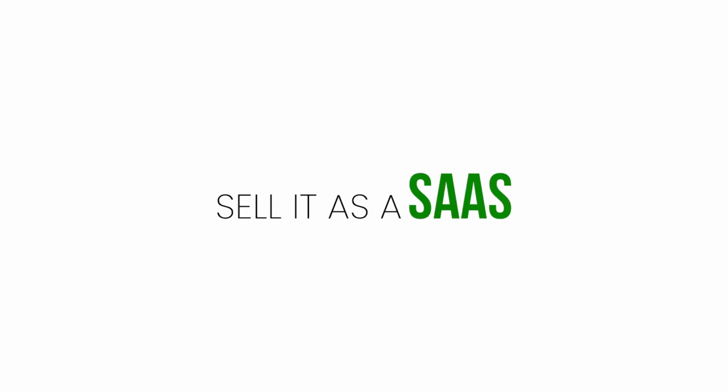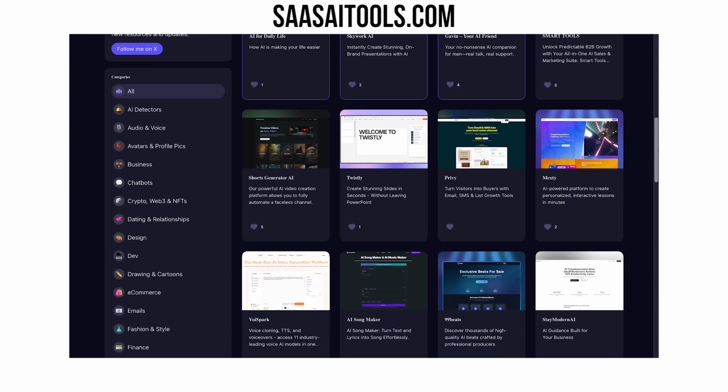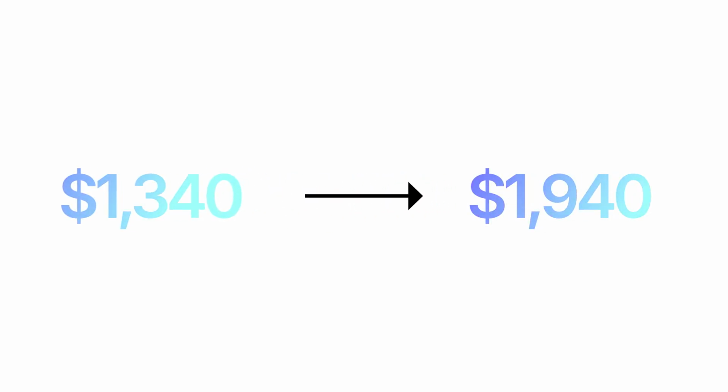Option 3, productize it. Turn this into a micro SaaS. Charge $67 to $97 per month for access to the system. Get 20 customers, that's $1,340 to $1,940 per month recurring.